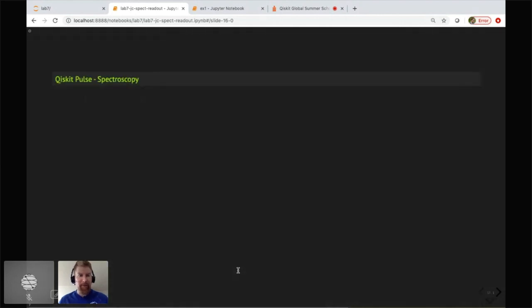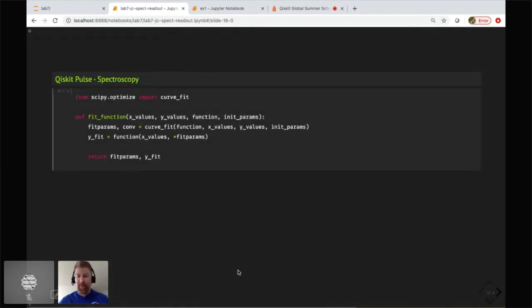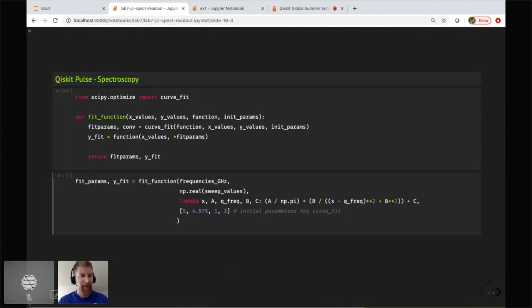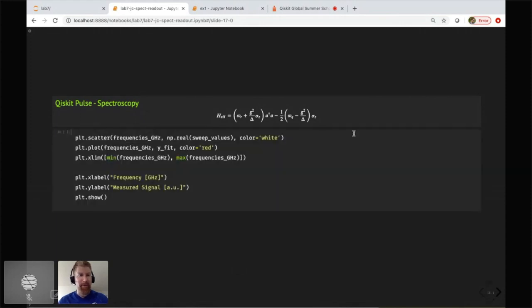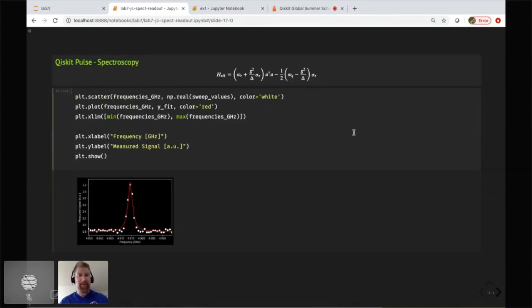Okay, well, we typically want to take the data and do some fitting to it. So we're going to use SciPy, the Scientific Python package, to do some curve fitting, and we're going to fit this to a Lorentzian. This is also something you don't need to worry about, because we will tuck that away in another helper module for you. So when we do the fit, we just go back to our Hamiltonian so we remember what's going on.